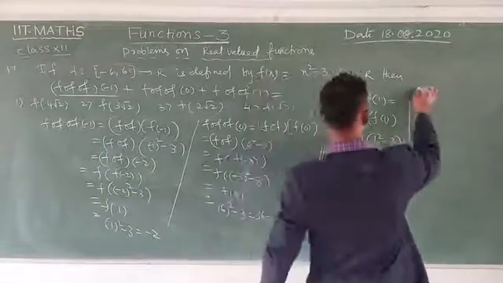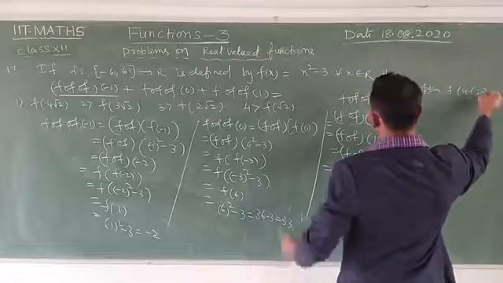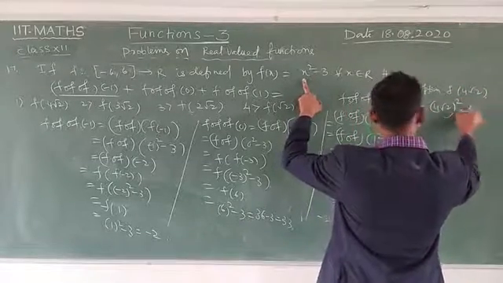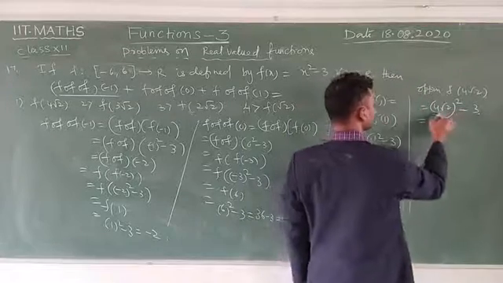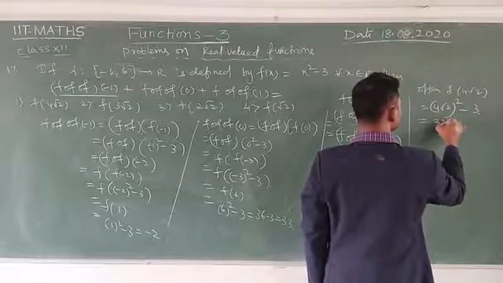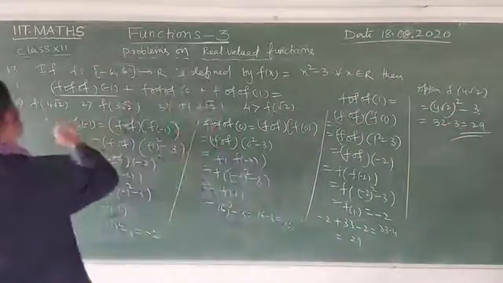Now you can check any one option. F of first option, you can check here option 1. Here f of 4 root 2. F of 4 root 2 means 4 root 2 whole square minus 3. Here 4 4s are 16, 16 2s are 32, minus 3 is equal to 29. This first option is correct. Note down.